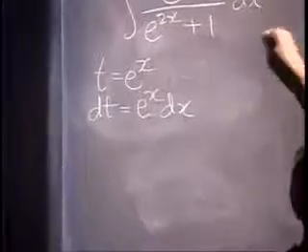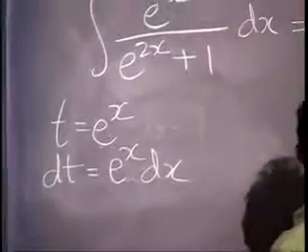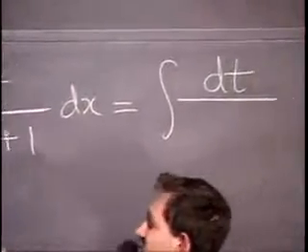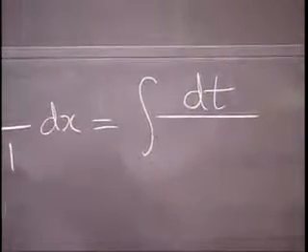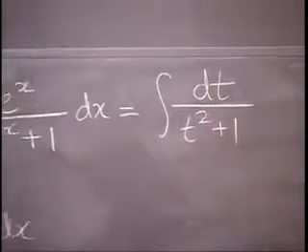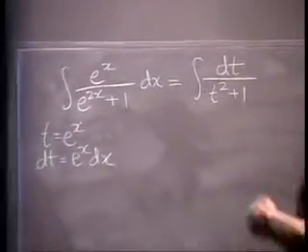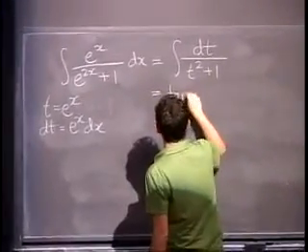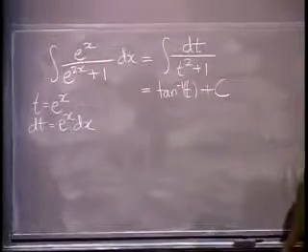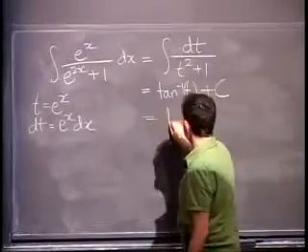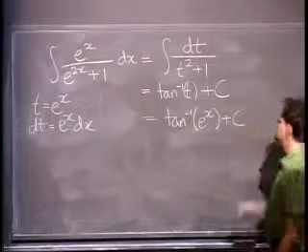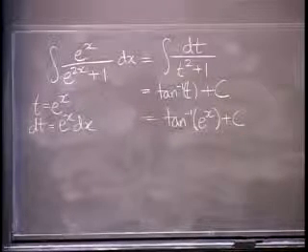And again, we have e to the x dx. So the top is just dt. The real trick is to recognize e to the 2x as the square of e to the x. So the bottom is just t squared plus 1. And we hopefully recognize this as inverse tan. Again, we're not quite done. Back to x land by replacing t by e to the x.